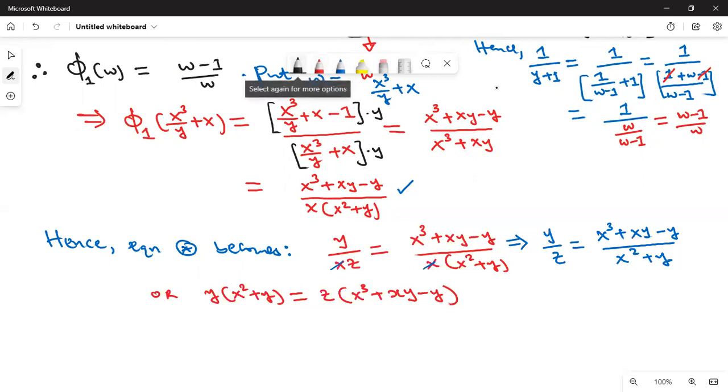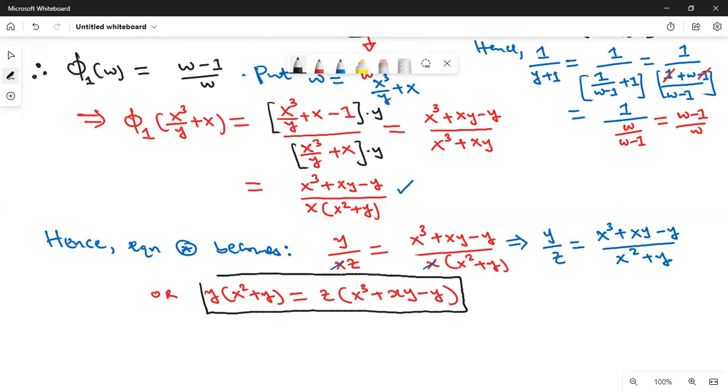So what I've found here is the integral surface of the given differential equation, which passes through the parabola z is equal to y squared plus y and x is equal to 1.